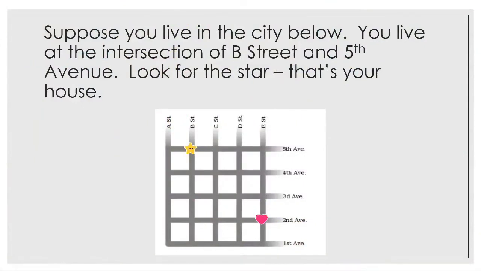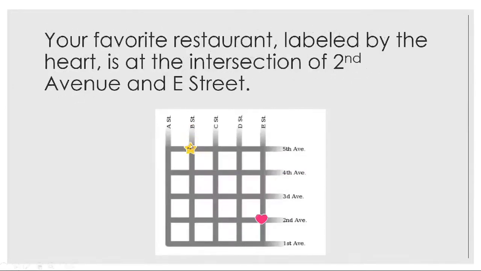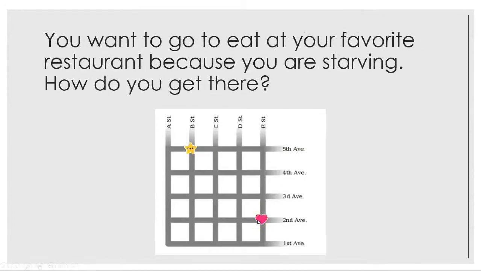Suppose you live in the city below. You live at the intersection of B Street and 5th Avenue. Look for the star. That is your house. Your favorite restaurant, labeled by the heart, is at the intersection of 2nd Avenue and E Street. You want to go eat at your favorite restaurant because you are starving. How do you get there?